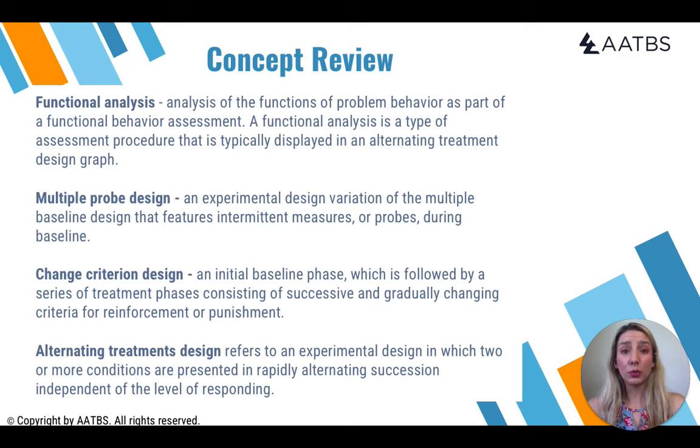A multiple probe design is an experimental design variation with the multiple baseline design that features intermittent measures or probes during baseline. A changing criterion design starts with an initial baseline phase, which is followed by a series of treatment phases consisting of successive and gradually changing criterion for reinforcement or punishment. And an alternating treatments design refers to an experimental design in which two or more conditions are presented in rapidly alternating succession, independent of the level of responding.